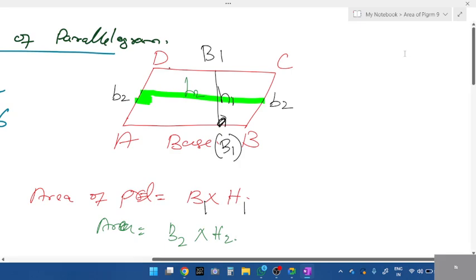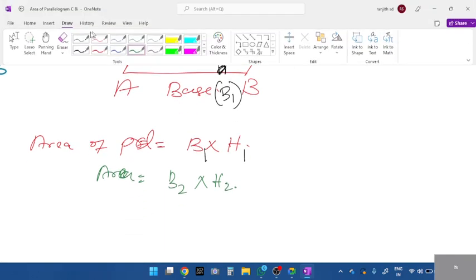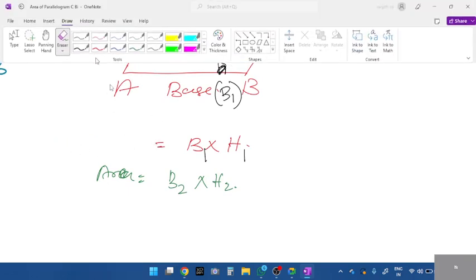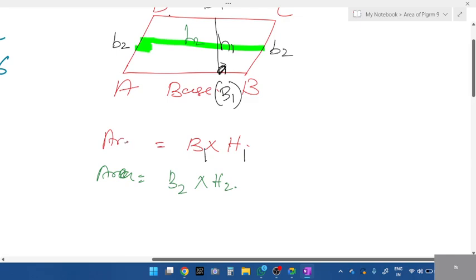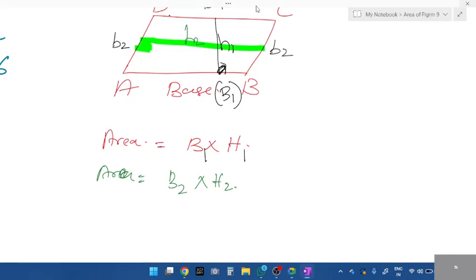Is it clear, students? Do you understand? Yeah, and there is another formula which you have to remember. B1 H1. See, if I write area, what is the area of a parallelogram formula? Delicia, what is the area of parallelogram formula? Is Delicia online? What is area of parallelogram?